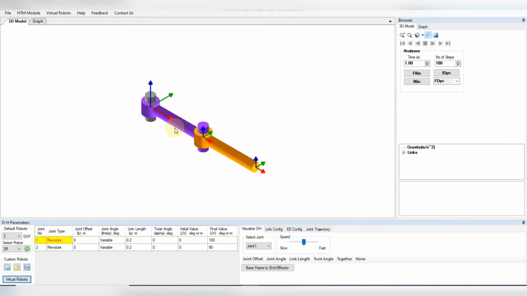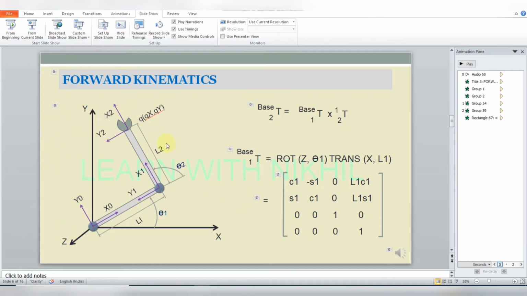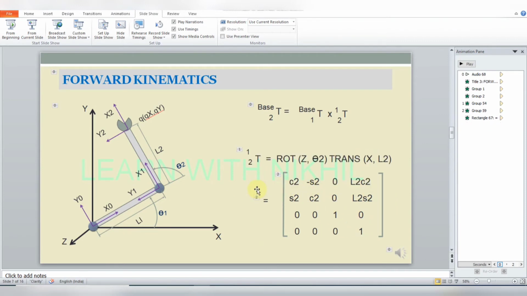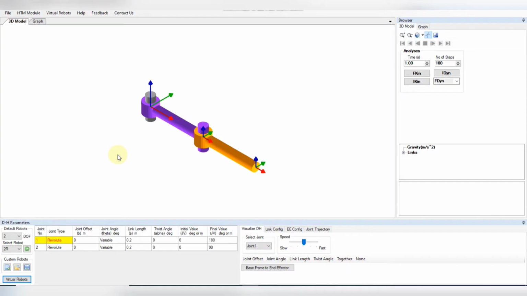Now this is the home page of the Robo Analyzer software. To find the forward kinematics of this robot, we have to find this final matrix. This is the 4x4 matrix. So to find this, I'll explain step by step using this Robo Analyzer software.